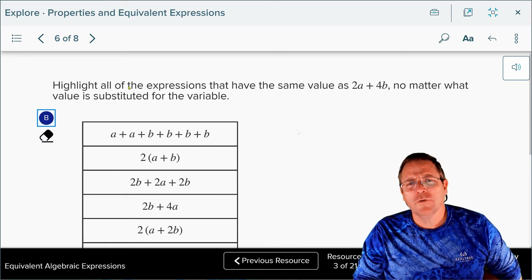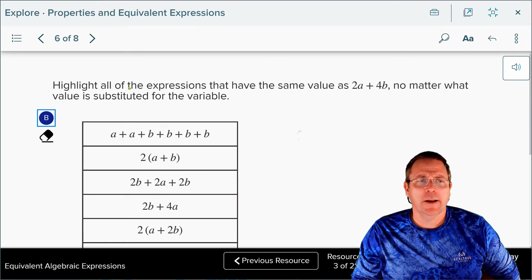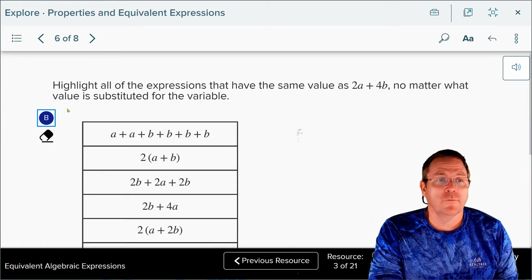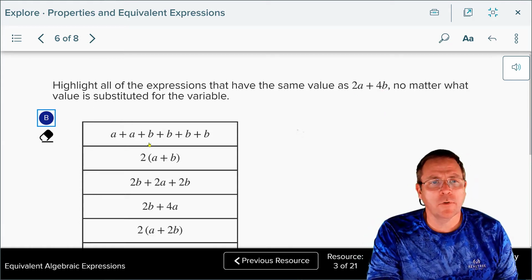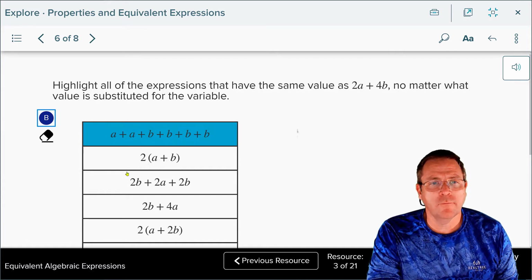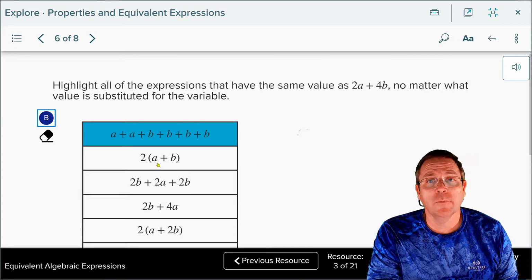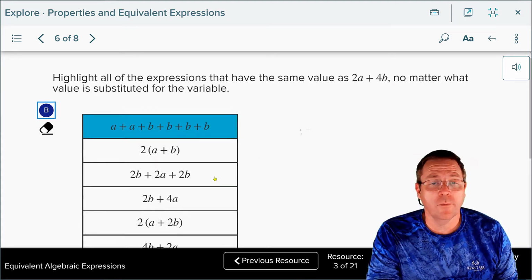Now this one wants us to do the same basic thing, highlighting everything that would be a sum of 2a plus 4b. So we can do that real quick. Here you have 2a's and 4b's added together. That one would not be, because it's 2 times the sum of a and b. You'd never get a 4b out of that.